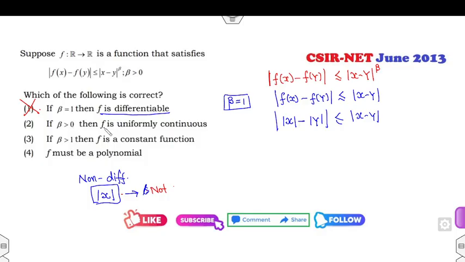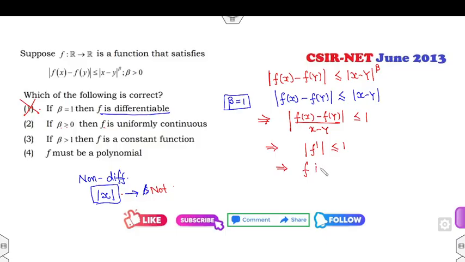Fine. Now beta is equal to 1. In this case, because beta is greater than 0, what can we say about this side? Now I can divide both sides by |x - y|. This will be less than or equal to 1. Now take the limit as x approaches y. This gives |f'| is less than or equal to 1. That means f is bounded and Lipschitz continuous. Once f is bounded and Lipschitz continuous, that means f is uniformly continuous. So if beta is greater than or equal to 1, it is uniformly continuous.